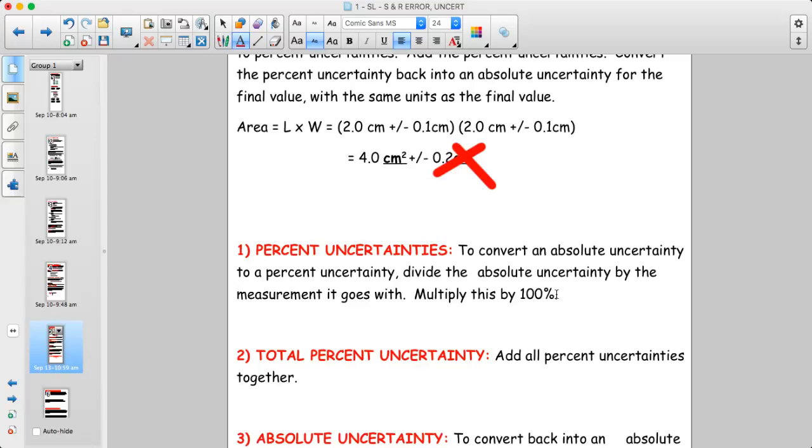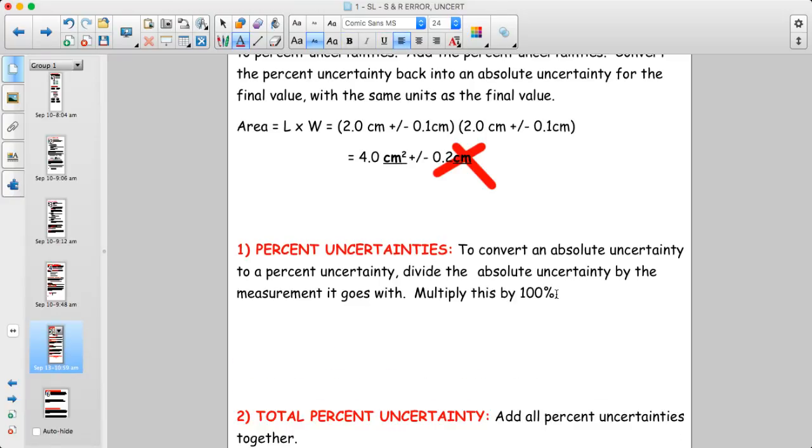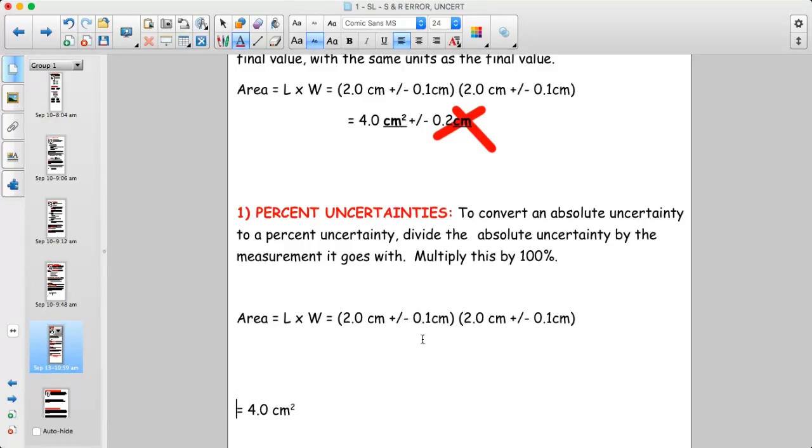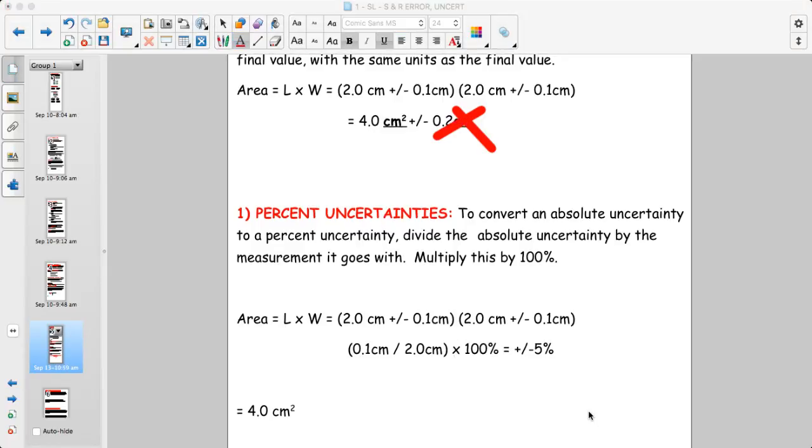A different way to represent uncertainties is as percentages. So if we look at that example again, if I take those 0.1s that are uncertain, and instead of representing them as 0.1 centimeters, I turn them into a percent. Well, how do I turn them into a percent? 0.1 cm out of 2. So what is 0.1 out of 2? And I can times it by 100 to make it truly into a percentage. So having an uncertainty of 0.1 centimeters on a 2 centimeter measurement is actually the same as having 5% uncertainty. 5% of the 2 centimeters is uncertain.